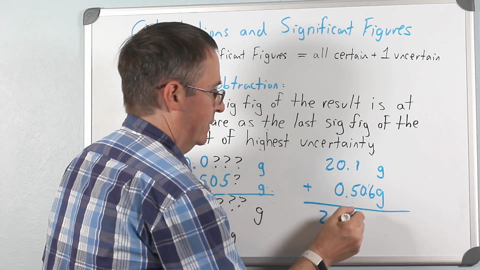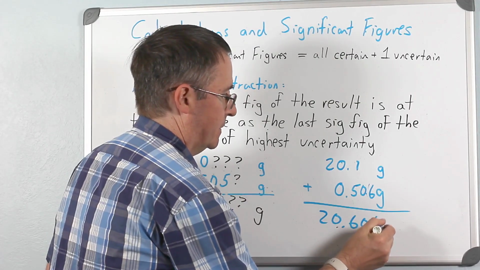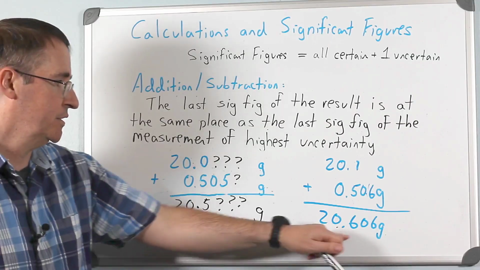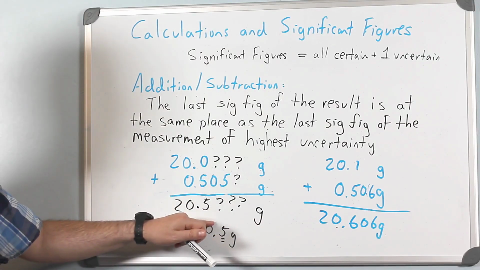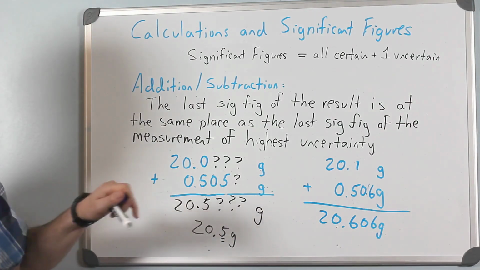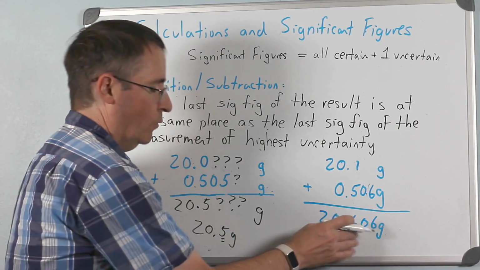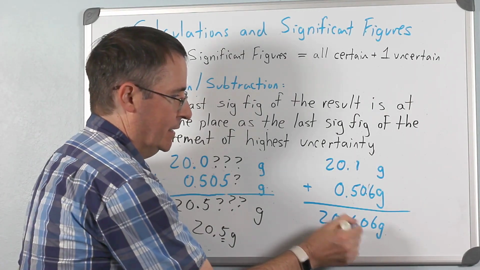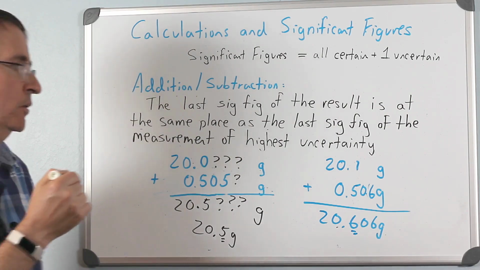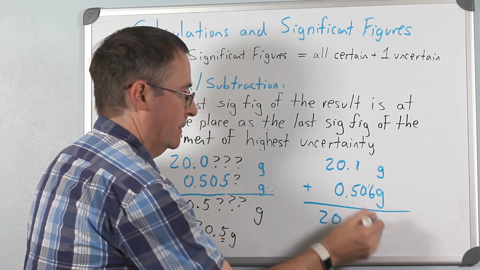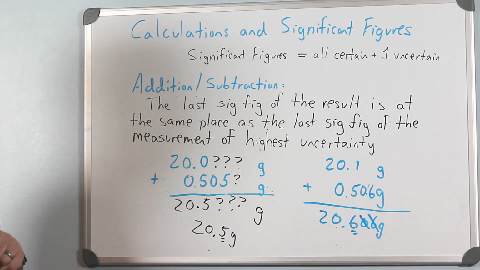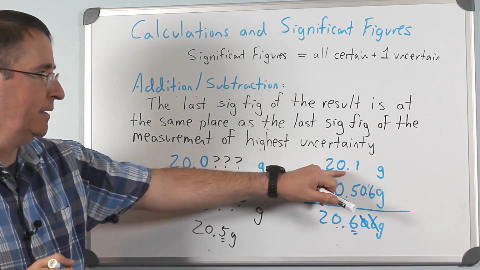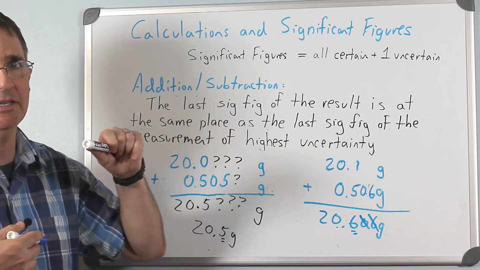Because 20.606 grams versus 20.505 grams, where it first differs is in the tenths place, which reinforces the idea that our final result is good to the tenths place, because this first measurement is also good only to the tenths place.